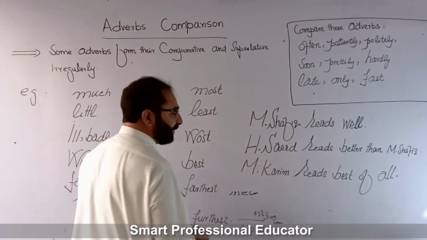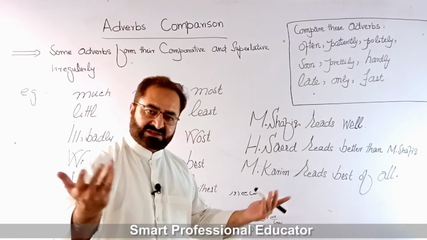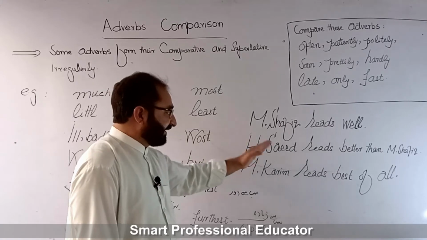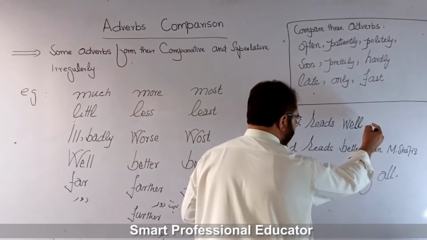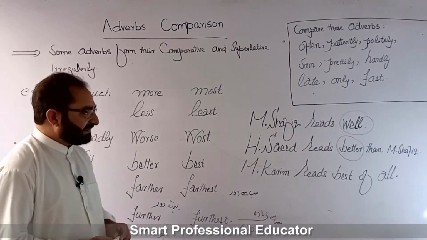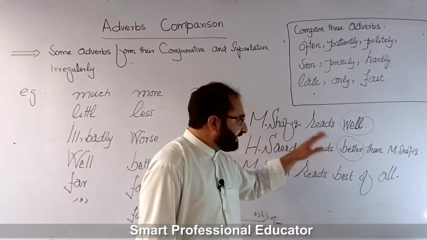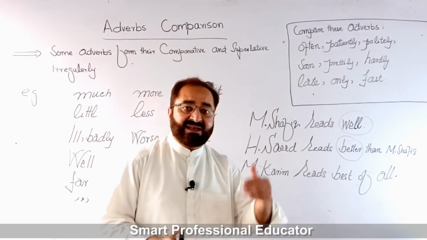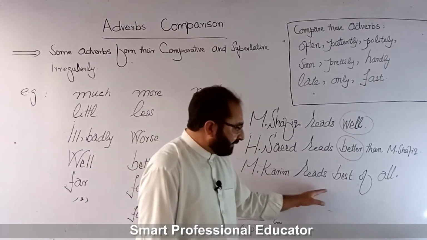M. Shafir reads well. It's a positive degree. H. Saeed reads better than M. Shafir. Now here is the comparison of reading by well and better, from positive to comparative. So comparatively, H. Saeed reads better than M. Shafir. Okay? And if we turn it to the superlative degree, we may say M. Kareem reads best of all.